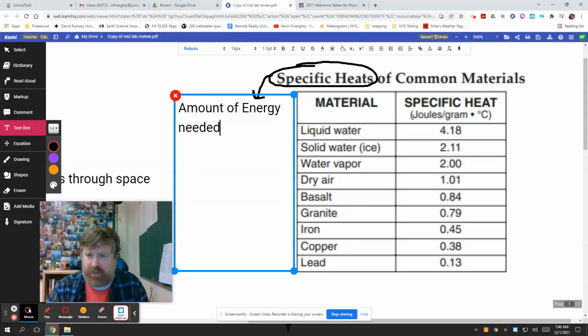And it looks a little intimidating. Joules per grams times degrees Celsius. But let's break it down. Amount of energy needed. That's what joules are. Joules are a unit of energy. How much energy is needed to heat?